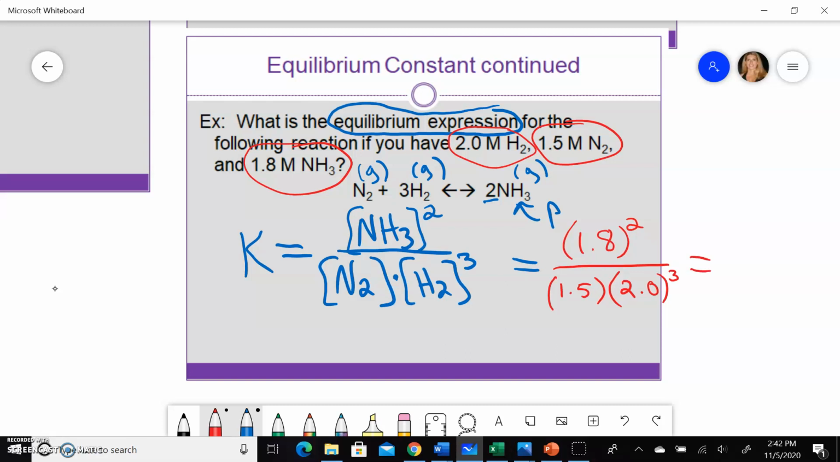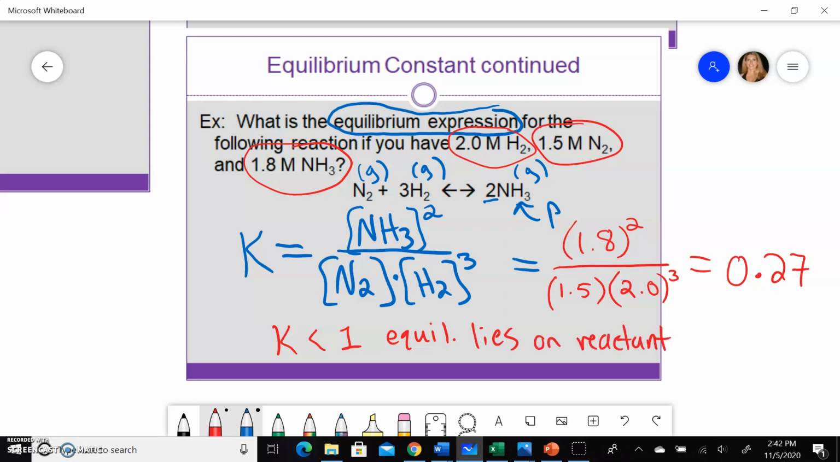And then you just type it all into your calculator. And if you do this one correctly, you should get that K equals 0.27. And so now what we know is that because K is less than 1, we can say the equilibrium lies on the reactant side. And that just means that you have more reactants than products once you reach equilibrium.